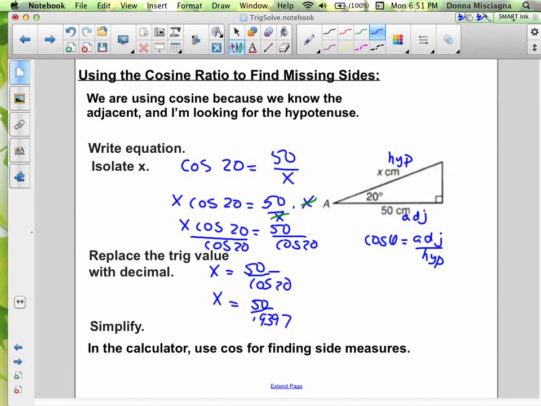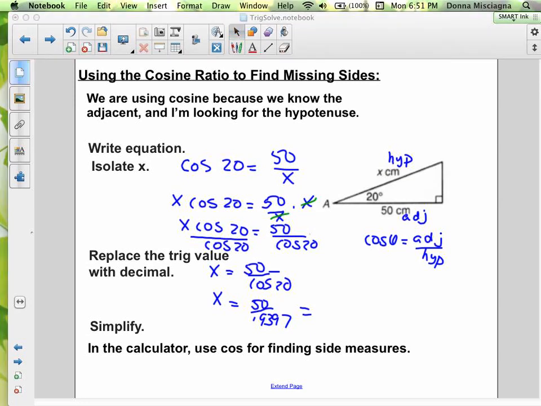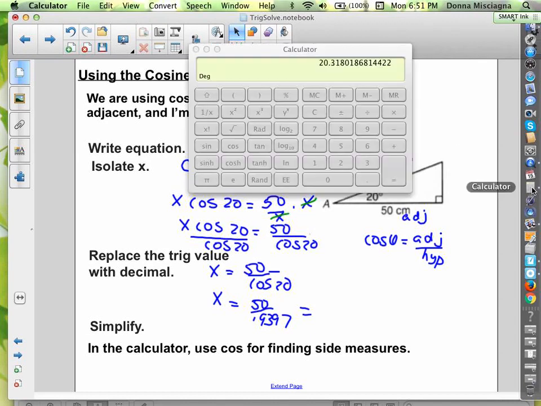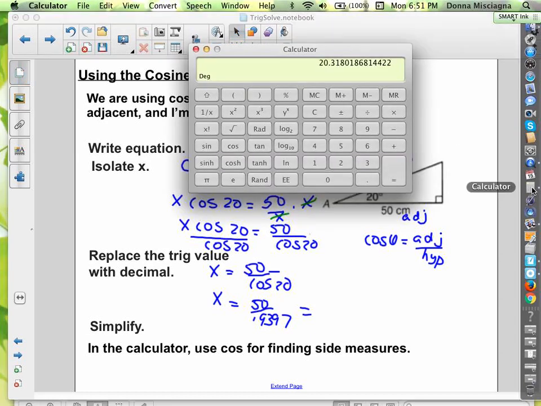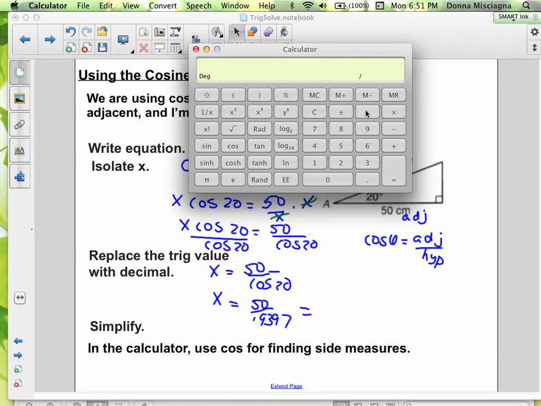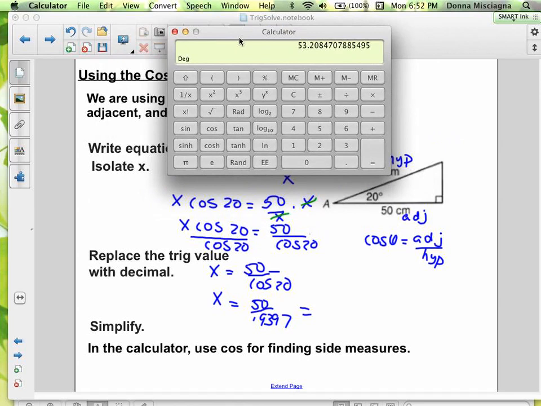And then we just have to plug that into a calculator. And then I'll review finding it with just the calculator, because you can do that too. But I want you at least to understand the table. Oops, I am looking for my calculator so that you have that if you need it. All right, so 50 divided by 0.9397. And so we get a pretty big side. And that's because we're looking for the hypotenuse, right? And the hypotenuse has got to be bigger than 50.